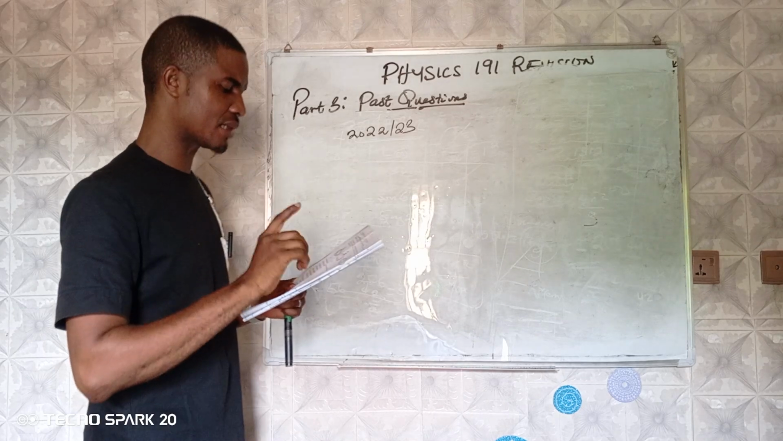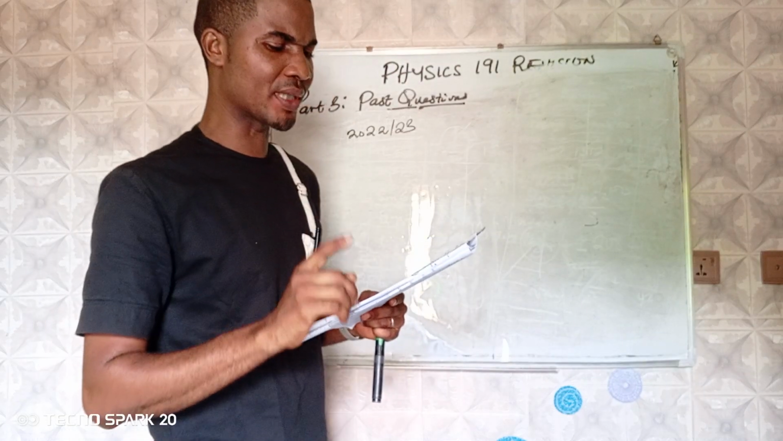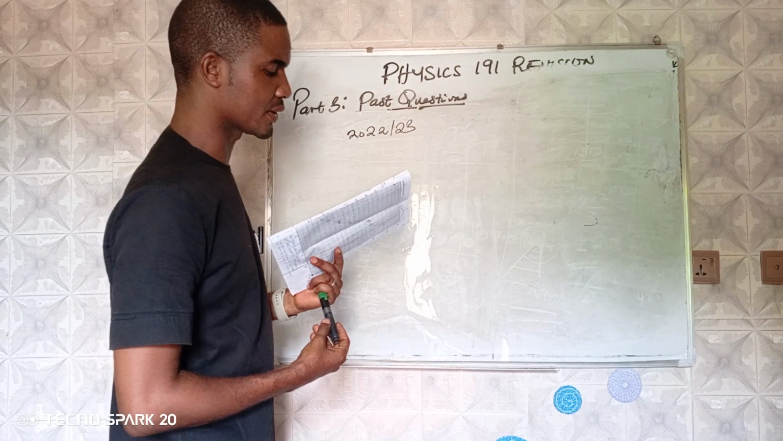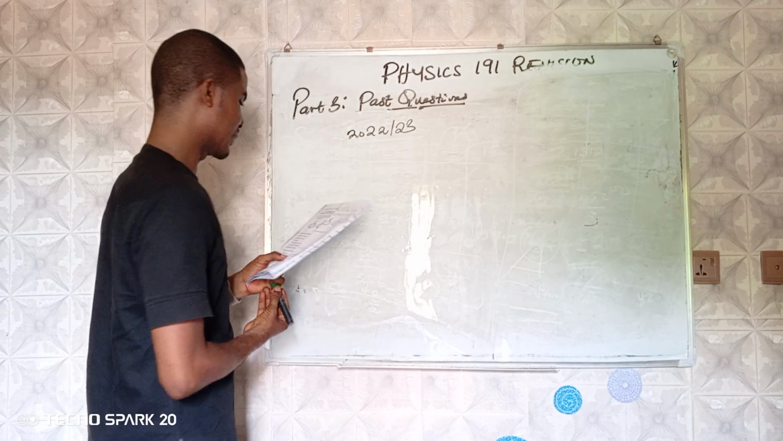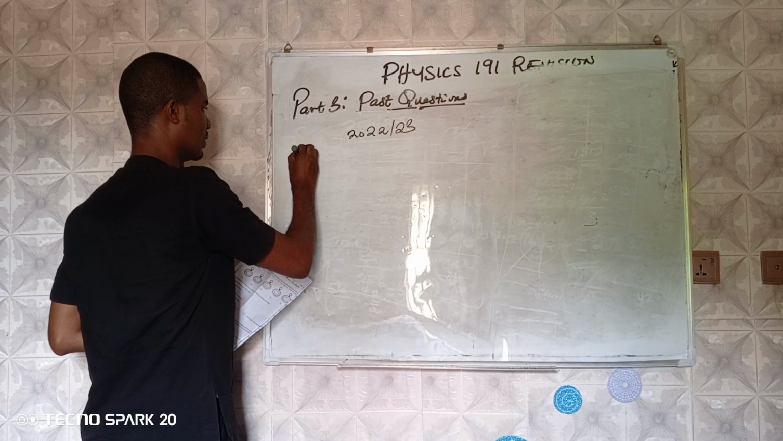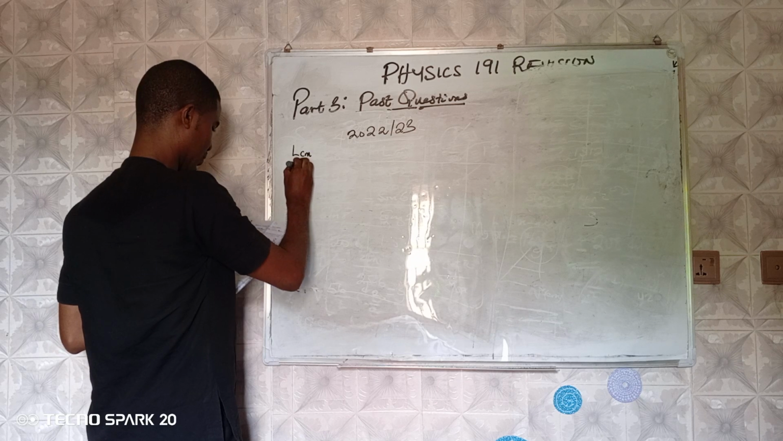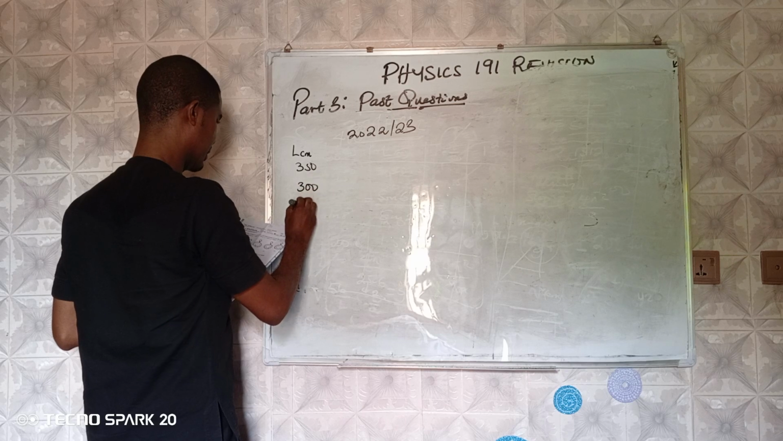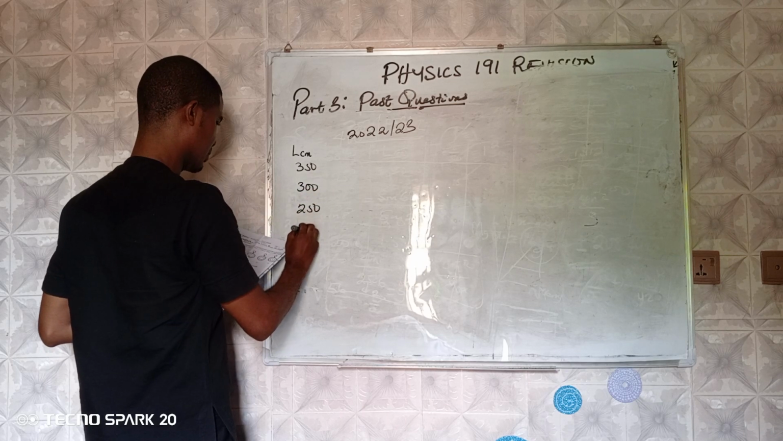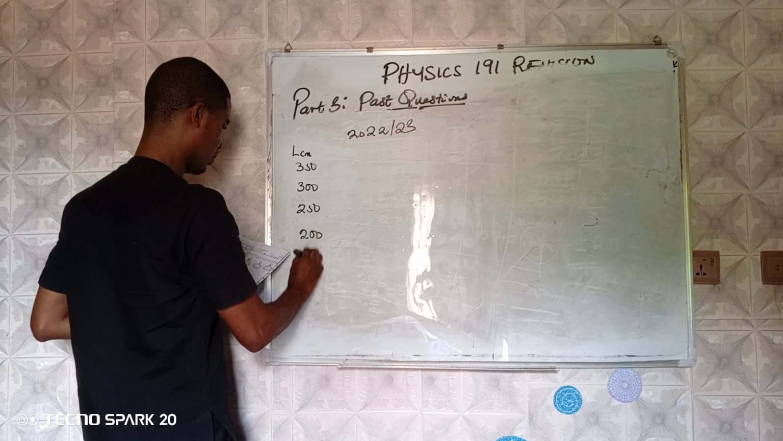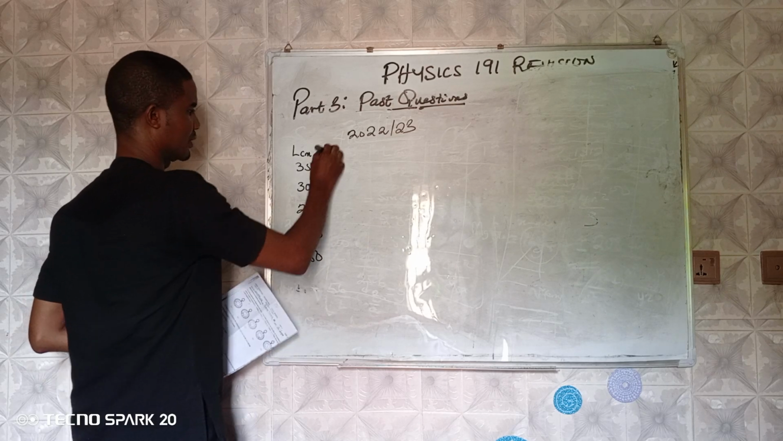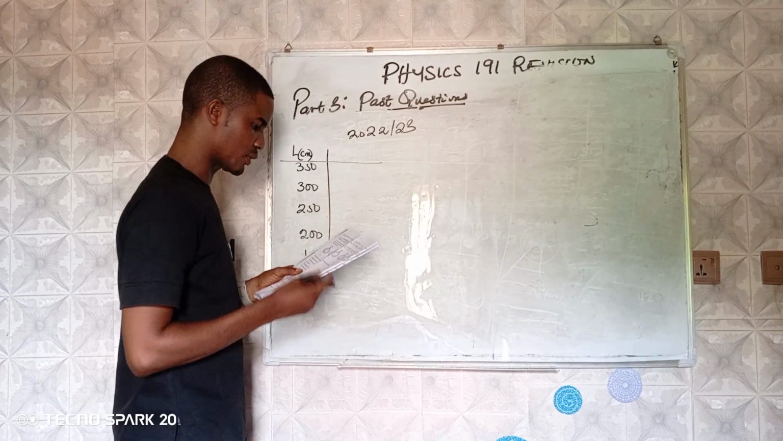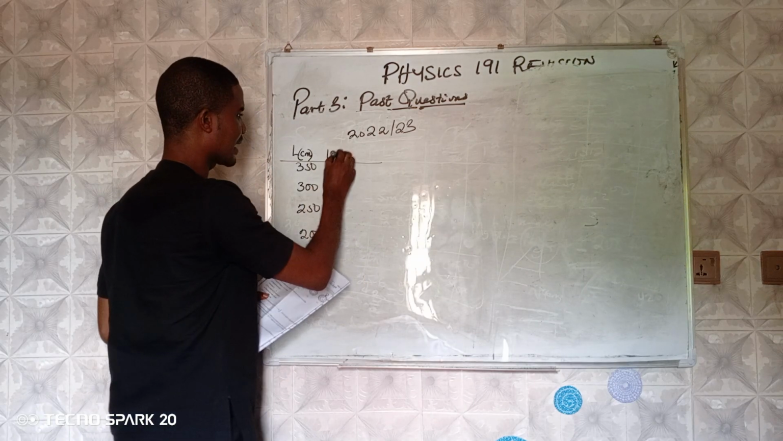It says, in an experiment on simple harmonic motion using a simple pendulum, the time taken for 20 oscillations for various lengths of pendulum L. So we have L in centimeters: 350, 300, 250, 200, 150. Okay. This is for L in centimeters. They say we should plot L against time T.